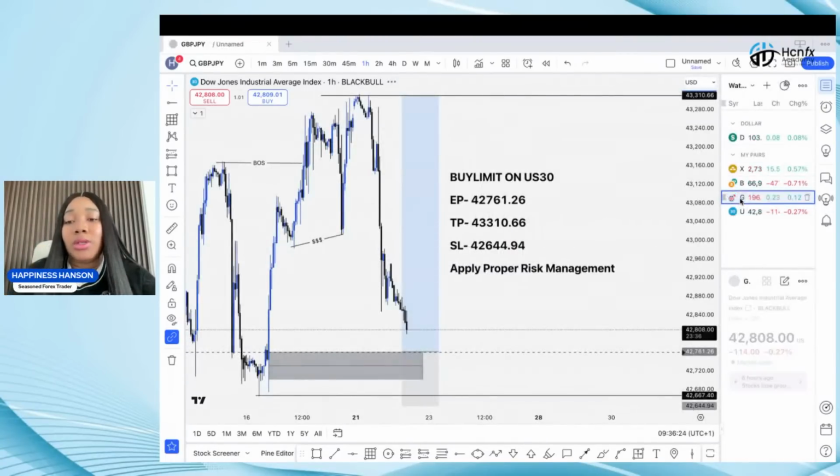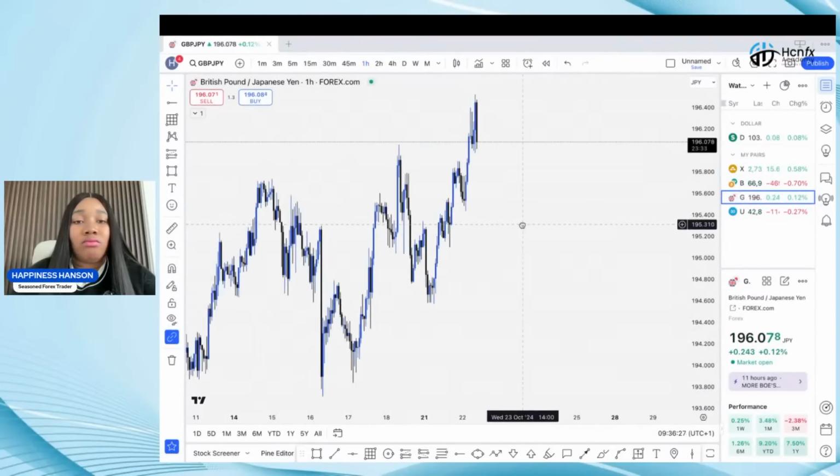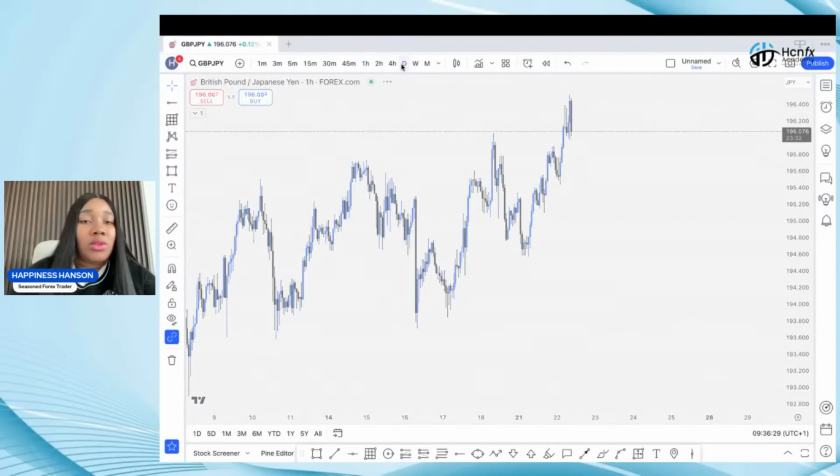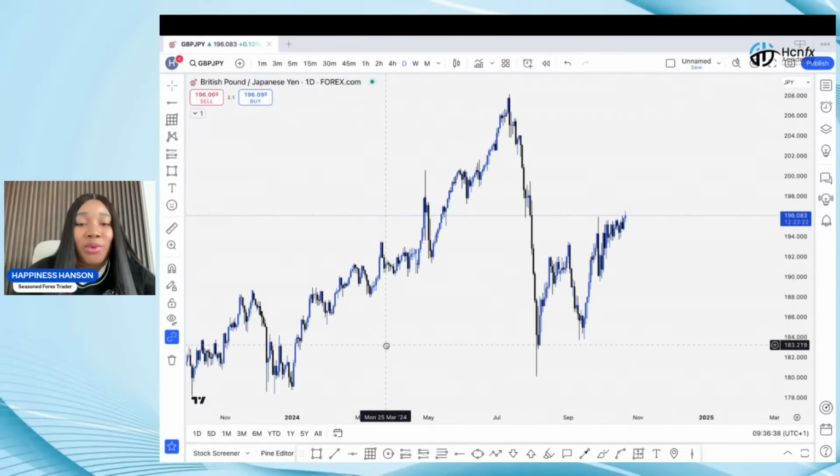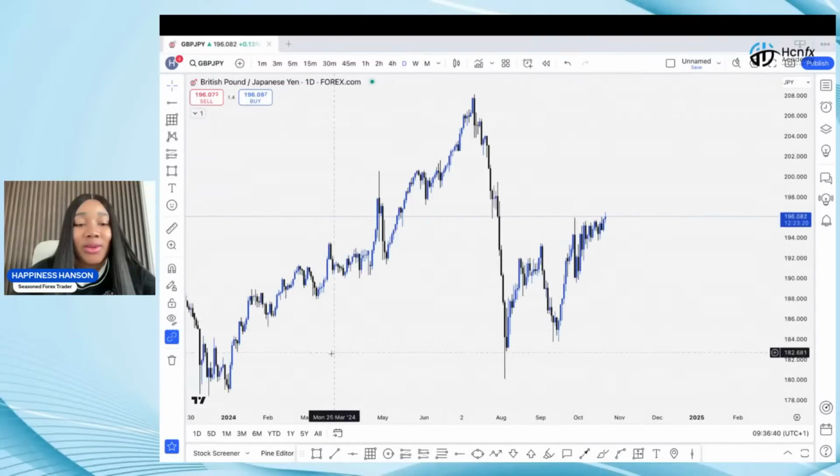Okay, let's look at GJ. So we're going to start from the higher time frame. GBP JPY traders, say hello in the comments. GBP JPY traders, say hello.